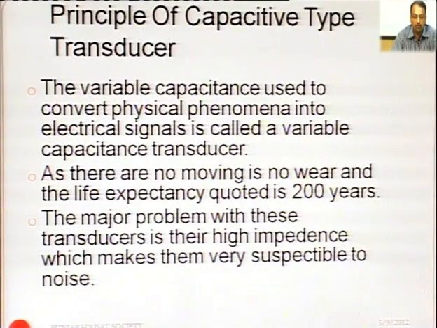As there are no moving parts, there is no wear and tear, so their quoted life expectancy is 200 years. They have a very long life, but the major problem with this type of transducer is their high impedance, which makes them very susceptible to noise. So, they are greatly affected by noise.